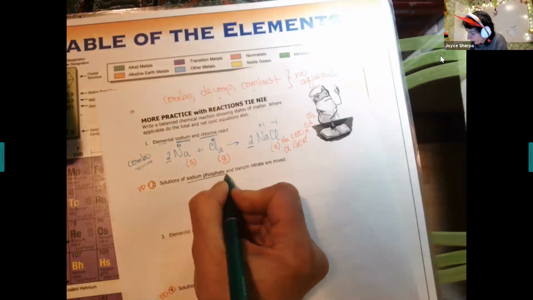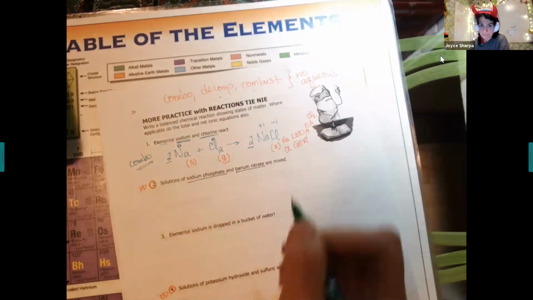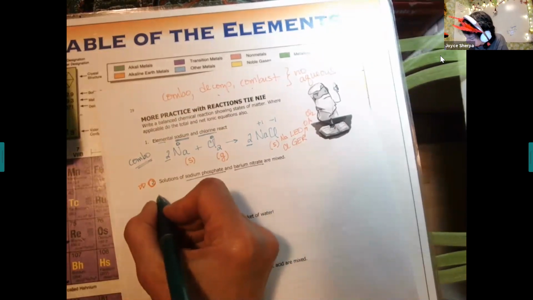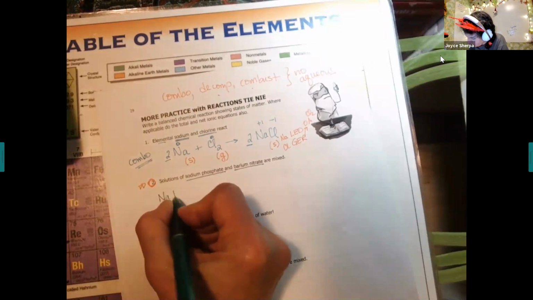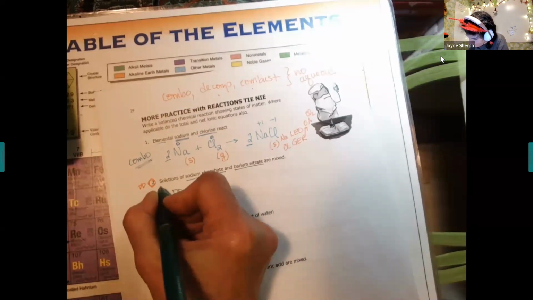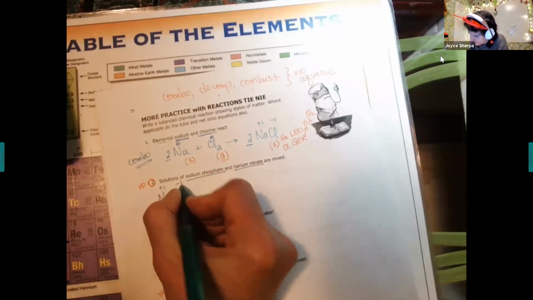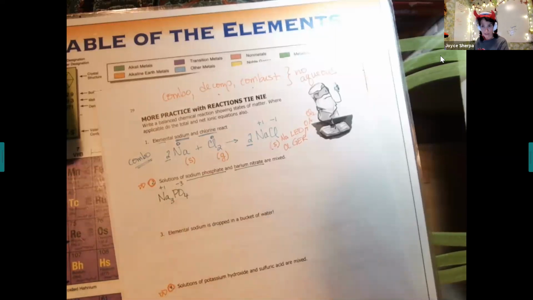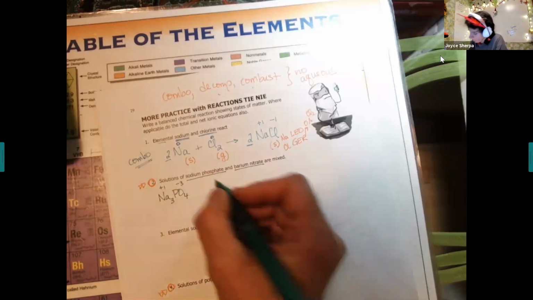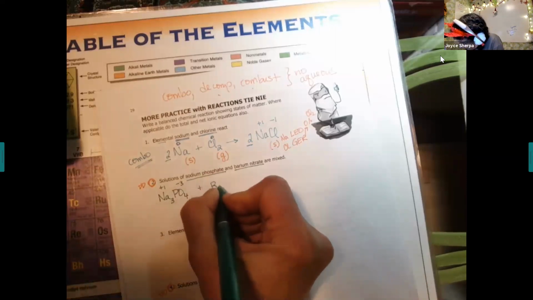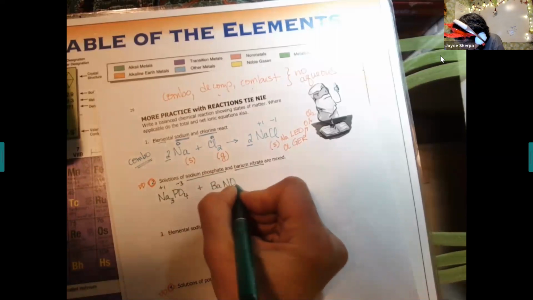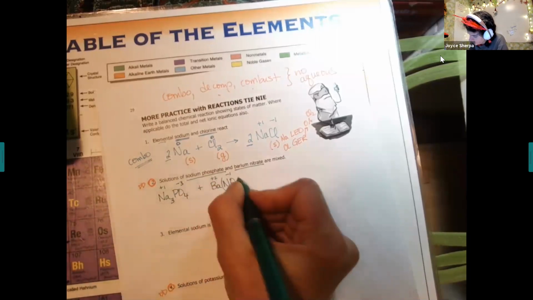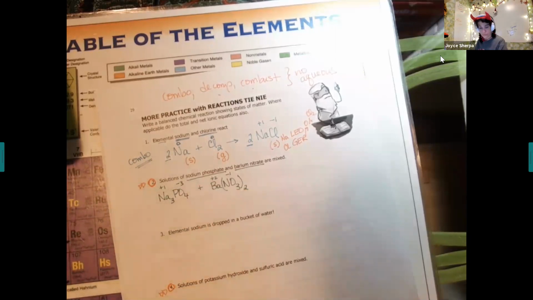Solutions of sodium phosphate and barium nitrate. So good old double. They each have a partner. Just did one just like this. So sodium phosphate. Sodium's a +1 and phosphate's a -3, so that 3 pulls down there. Barium nitrate. Barium's a +2, nitrate's a -1, so we do need a 2 there.